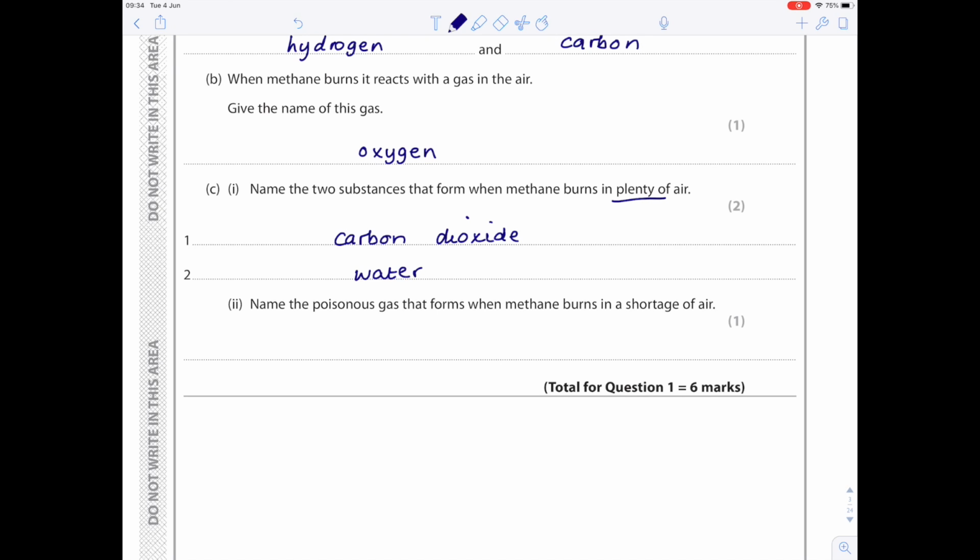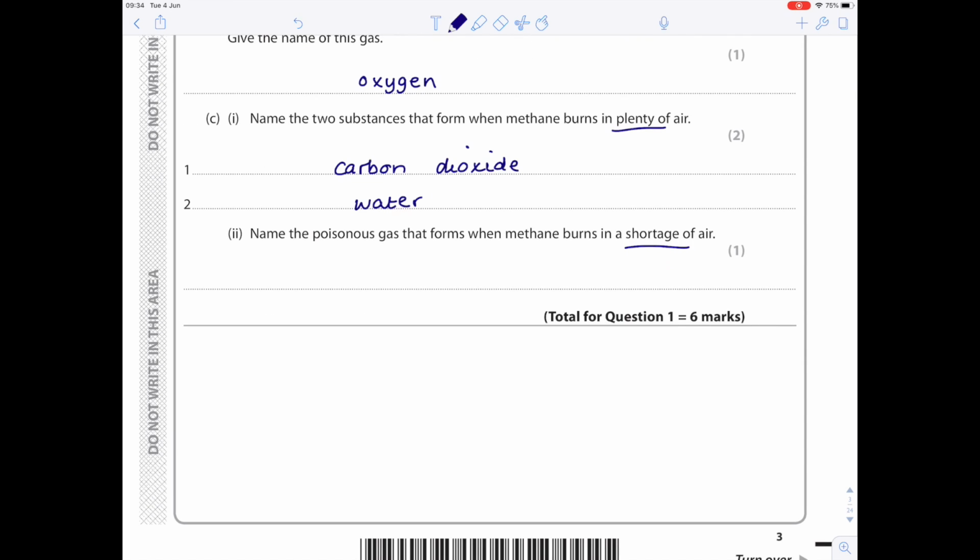Part 2. Name the poisonous gas that forms when methane burns in a shortage of air. So the key word here is shortage. That's meaning that incomplete combustion has taken place, which means it must be carbon monoxide, which is highly toxic because it combines with red blood cells and stops them transporting oxygen.